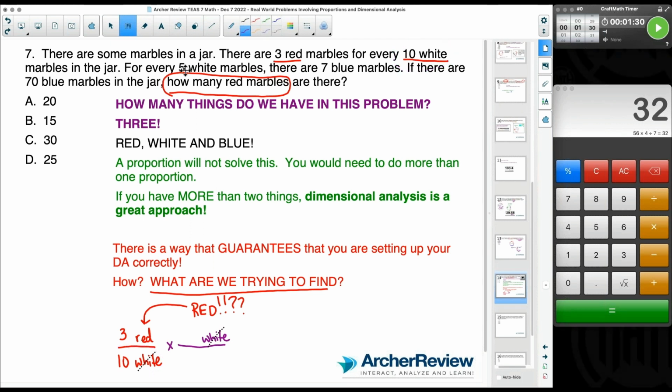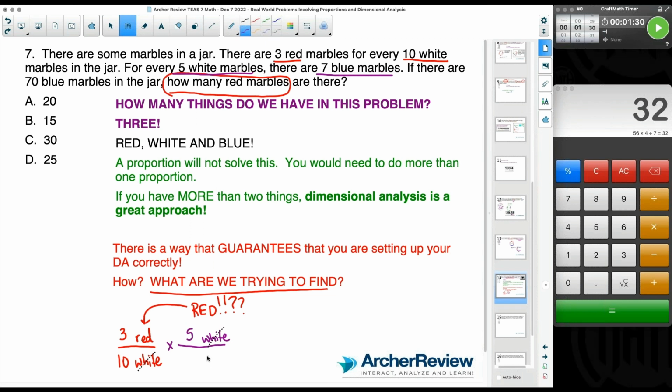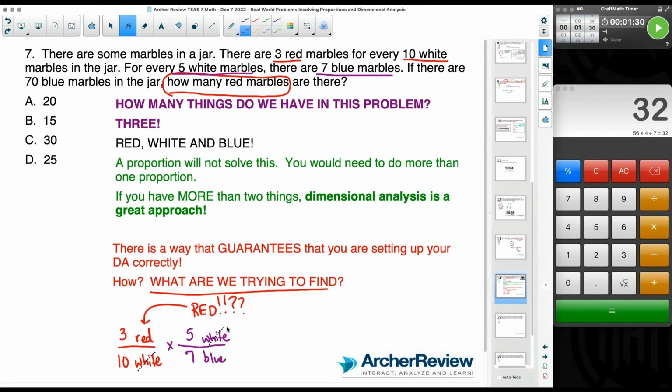What's something else we know about white? For every 5 white marbles, there are 7 blue marbles. 5 white. I'm going to put that 5 at the top. For every 5 white, there are 7 blue. Well, we have crossed out the white, but now we have the blue.